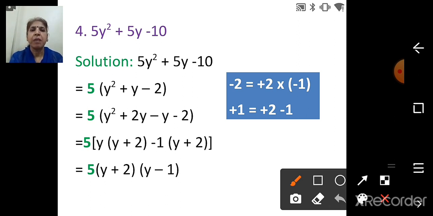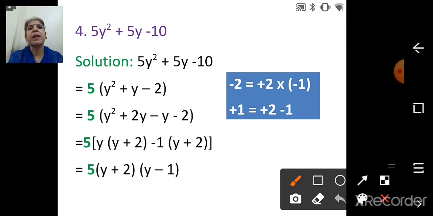5y square plus 5y minus 10. So, minus 10 is also 5 twos are. So, 5 is a common factor. So, first we will do 5 common factor we will find out. Write 5 and uncommon numbers in the bracket. So, 5 is common, y square, then here plus sign, y is common, so plus y, and 5 twos are 10. So, what will come here? Minus 2.